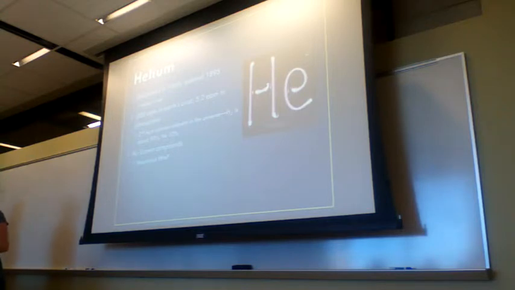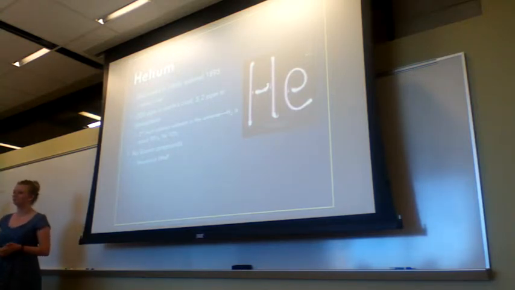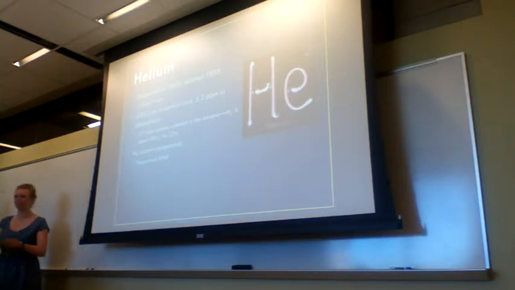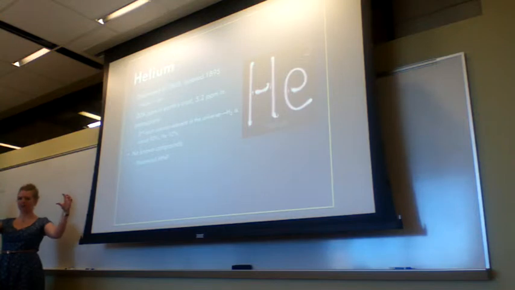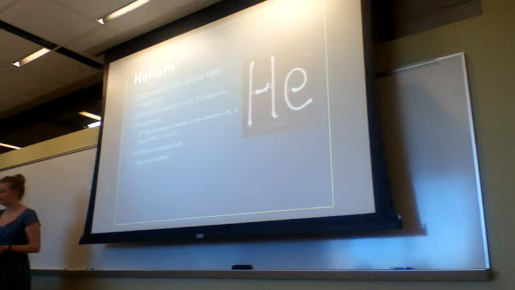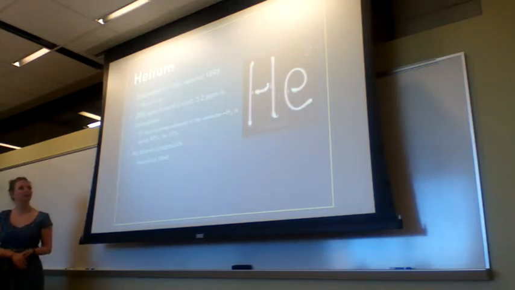So just a teensy bit of history really quickly. It was actually discovered on the sun before it was discovered on Earth. Because in 1868, an English guy named Lockyer was looking at the sun with his little spectroscopy thing, and there were these yellow lines that weren't matching any other known element. He thought that there was a new compound. He named it helium after the Greek helios for the sun.